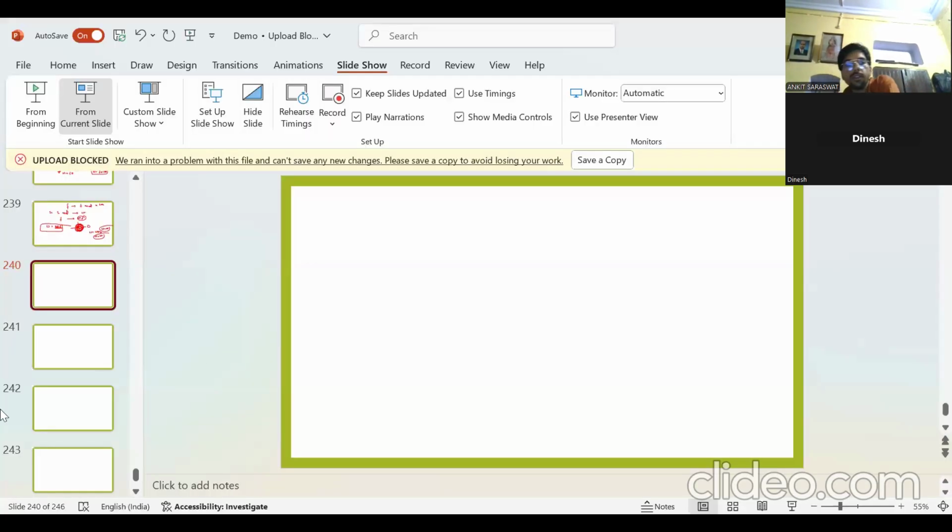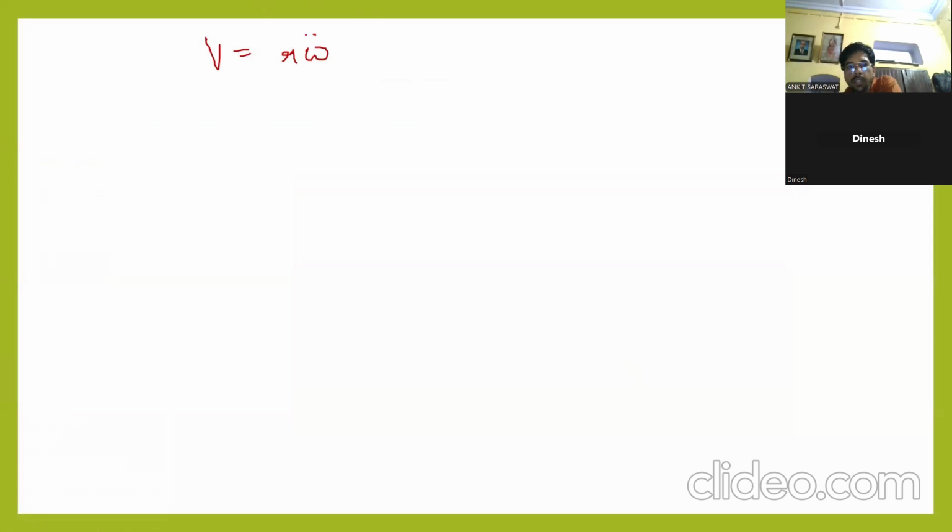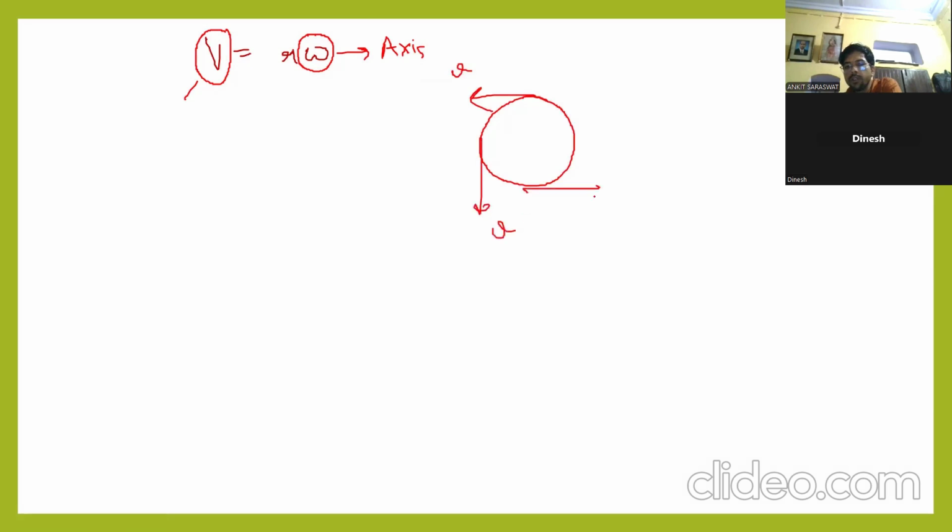If I ask you, in the formula we have written, V is equal to R omega, is this correct? Velocity is equal to R omega, is this correct? No. Omega is an axial vector. Is the direction of omega the same as the direction of V? No, never. Its direction is along the axis. Its direction is like this. See the direction of V? Clear?